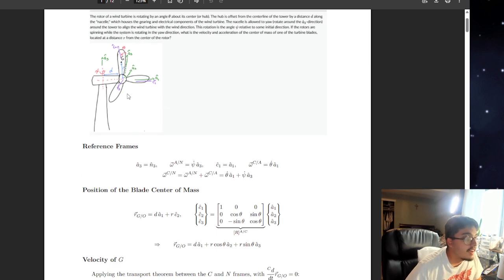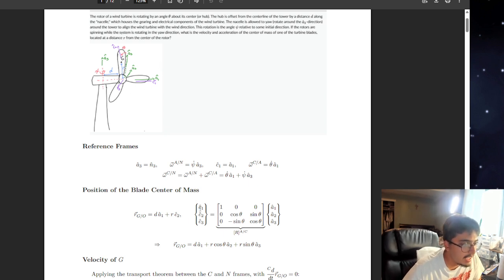Then I worked on the vector that defines the center of mass of our blade. We have some offset D in the A1 direction over here. The blade sticks out somewhat. And then it goes up in the C2 direction some R amount, because C2 is the frame spinning with the blade, so it's always going to be some R distance away.